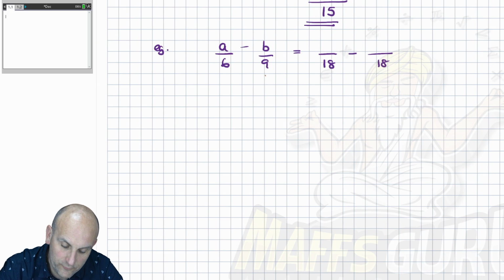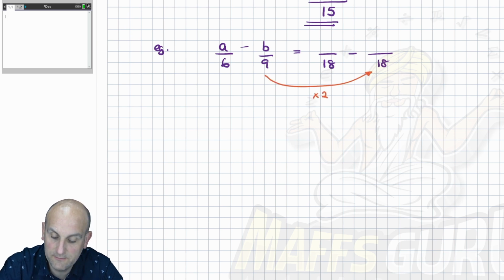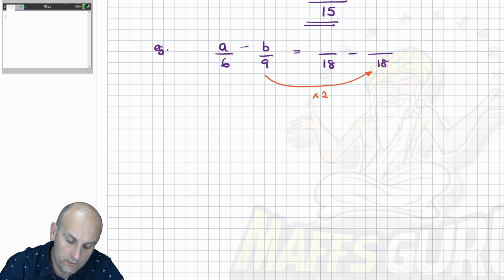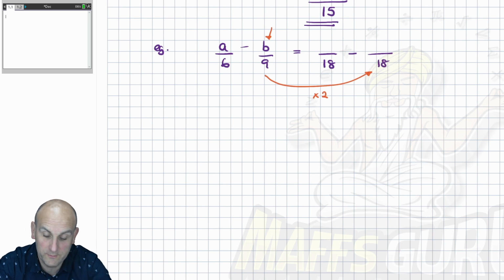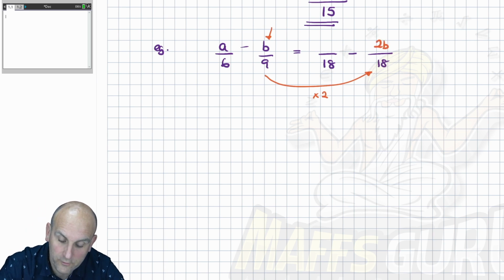So following the rules before, that 9 has turned into an 18. How? By timesing by 2. So if I've got 1b on the top and I'm taking 2, I want 1 banana, so I've now got 2 bananas. That becomes 2b on the top there. Okie dokie.